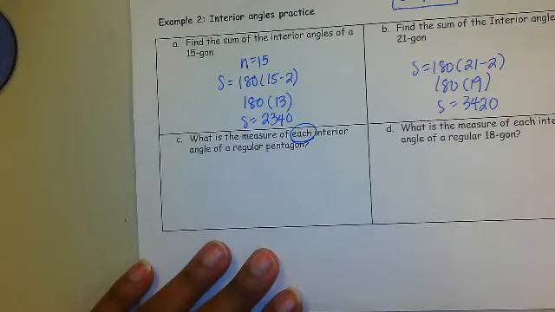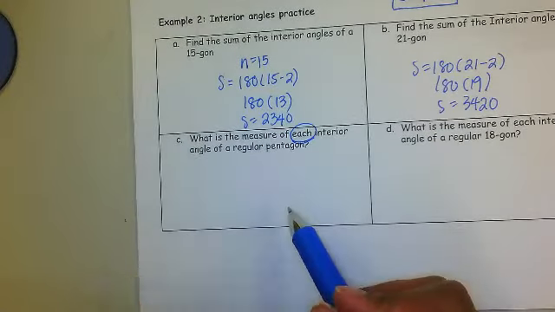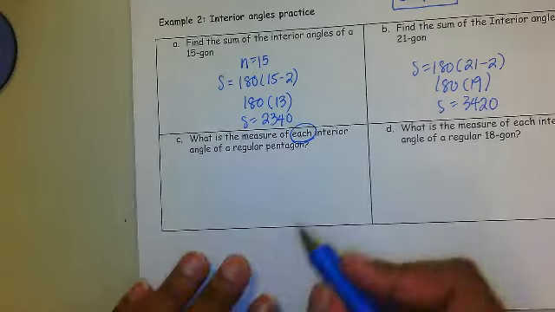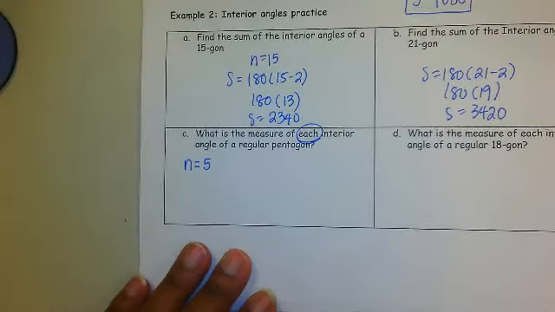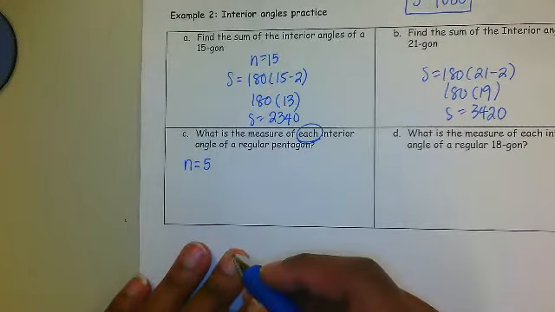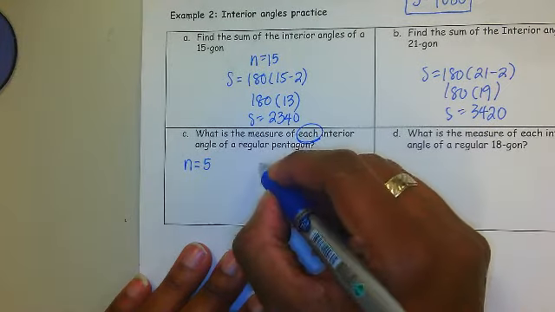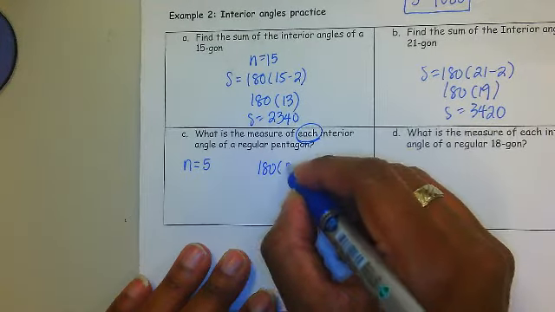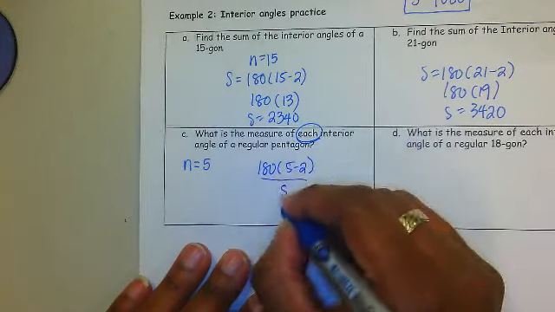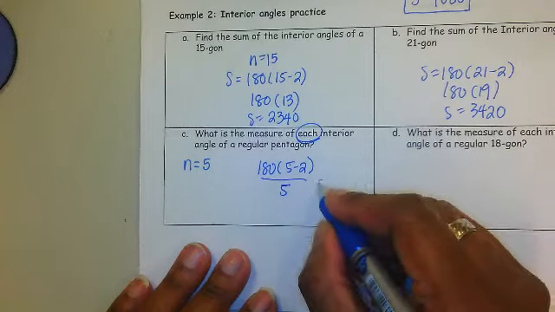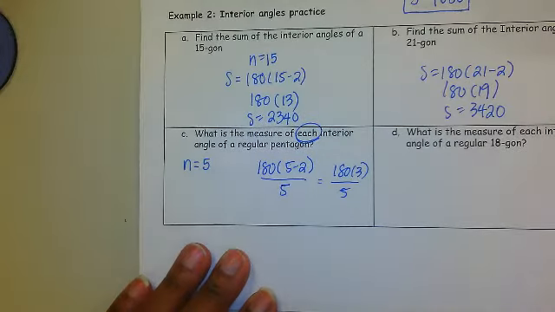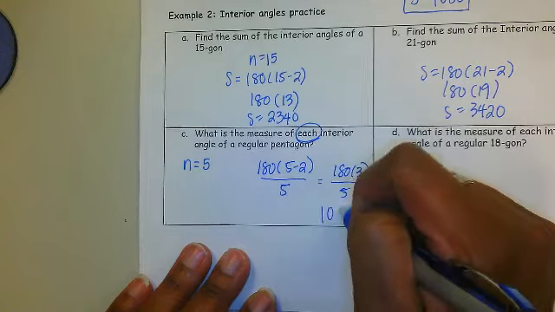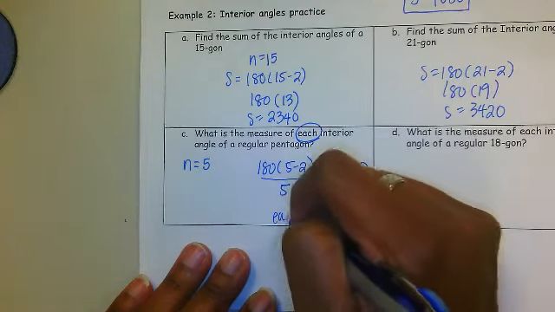What is the measure of each interior angle? That means I'm going to take the sum and divide it by the number of sides. This is a pentagon. A pentagon has 5 sides. So we do 180 times 5 minus 2, and we divide by 5. That's 180 times 3 divided by 5, which gives me 108. So that's each angle.